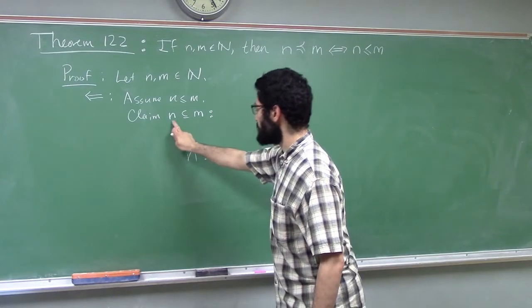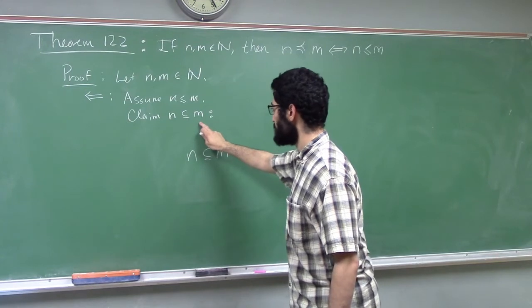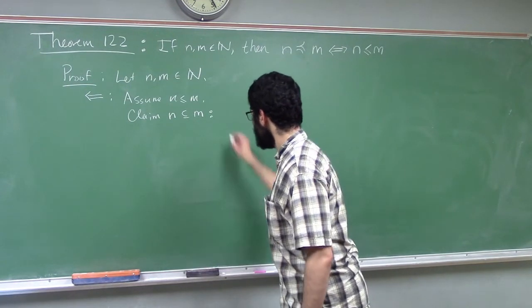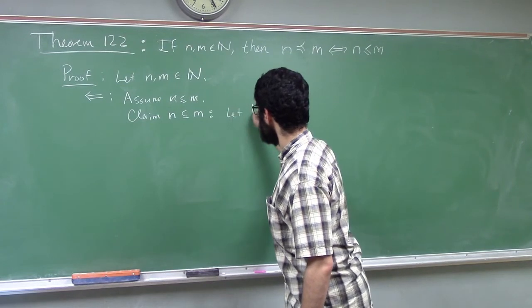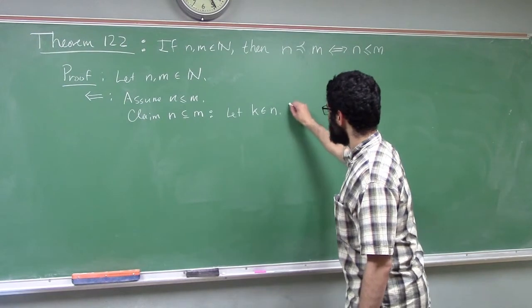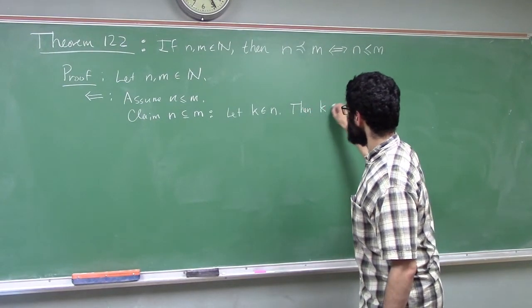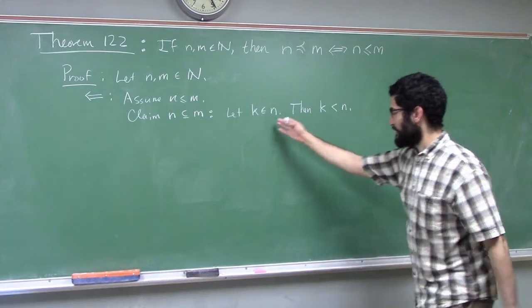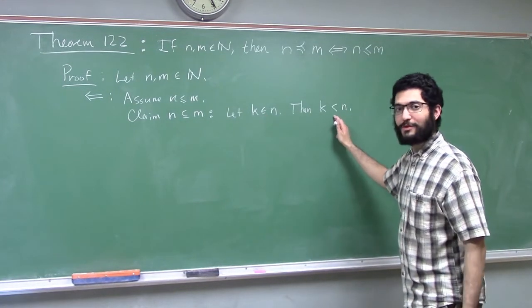Consider anything in the left side and try to prove that it's in the right side. Let k be in n. Then, well, that's another way of saying k is less than n. And that's just because membership is the way we defined less than.